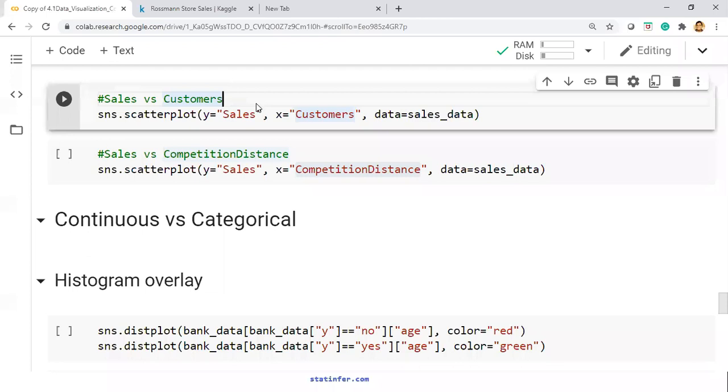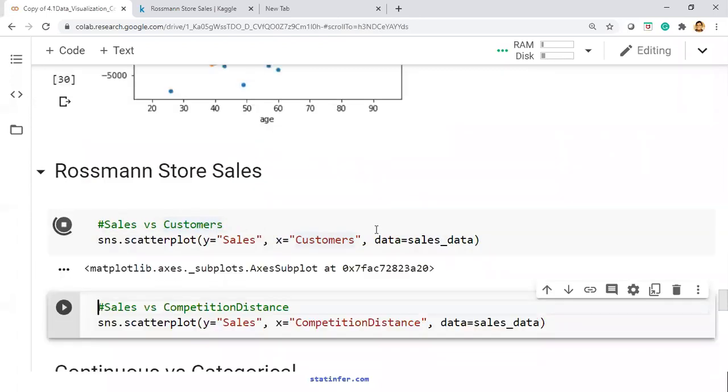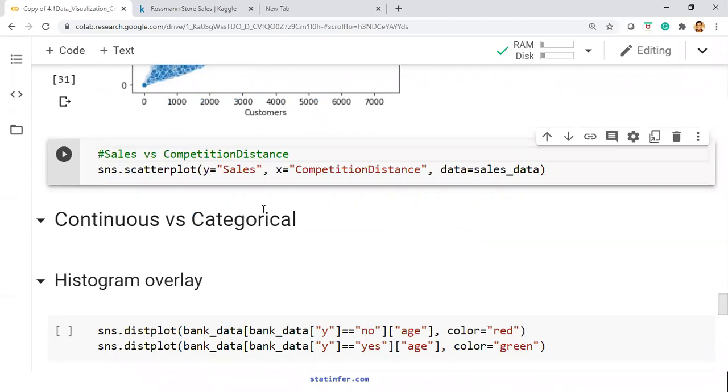So in the first case, there are no prizes for guessing. I think as customers increase, sales must increase. That's very straightforward. May not be a perfect relation, yes, but as the customers increase, sales is also increasing. Perfect. What about this one? Second one, all of you. Second one is sales versus competition distance.